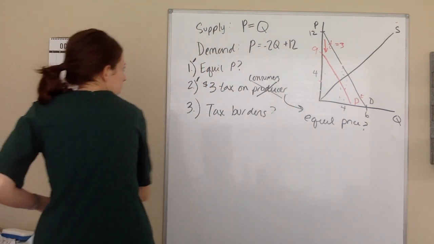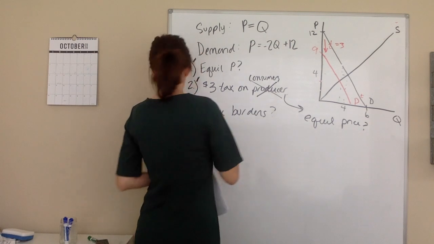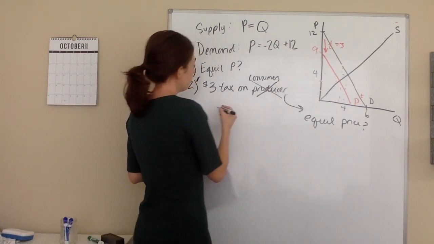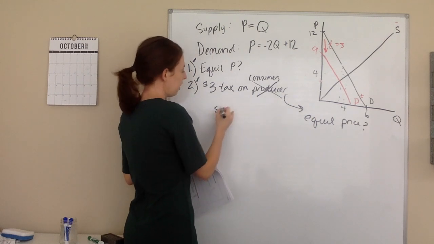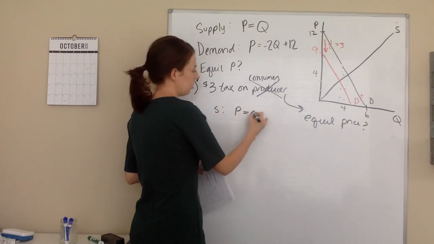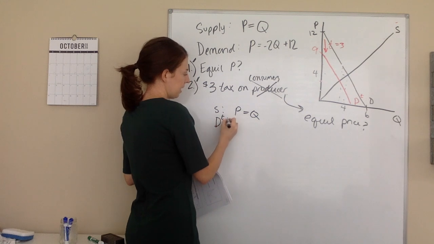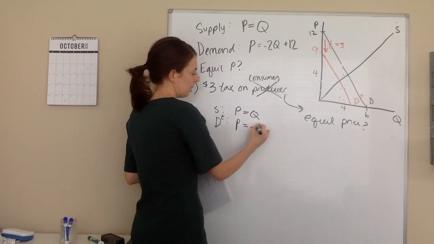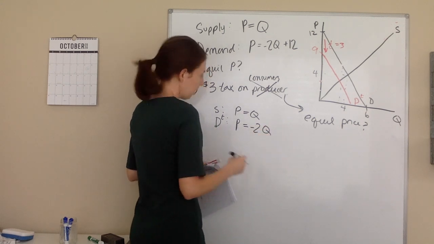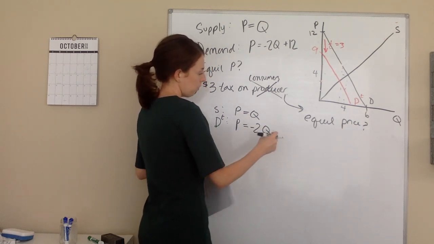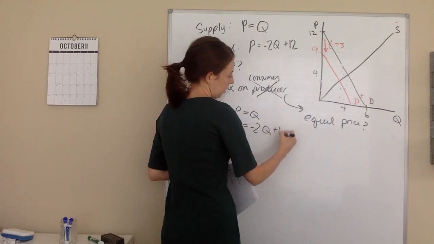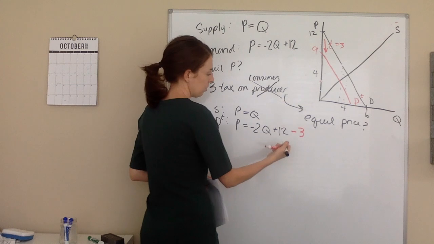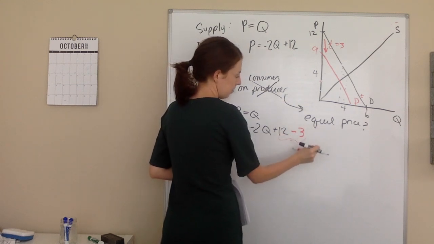So we can write out new equations. So the supply doesn't change. The supply is still going to be P equals Q, but now the demand under the tax is going to be the price equals negative 2Q, and then I'll put plus 12, and then you go down by 3. So in total, the new intercept is 9.